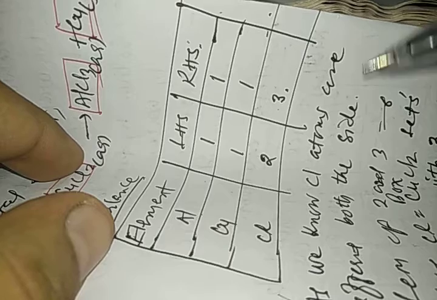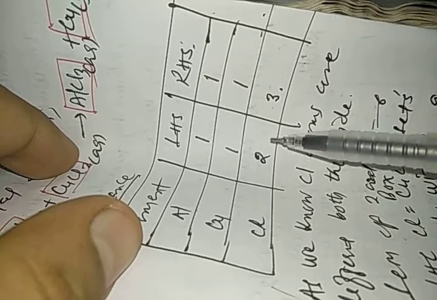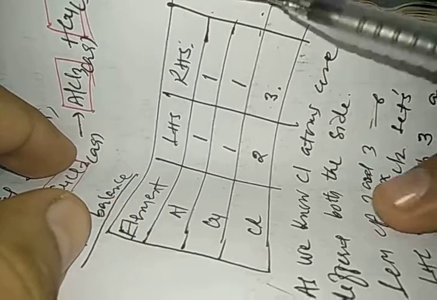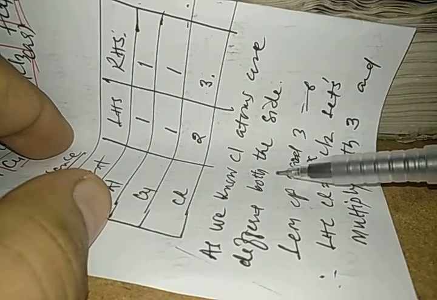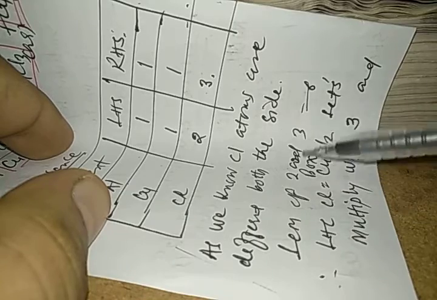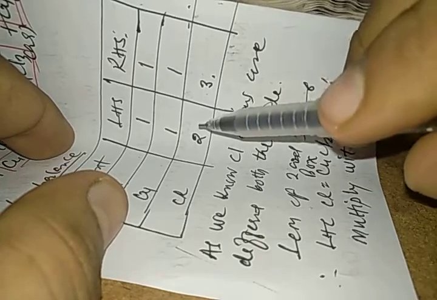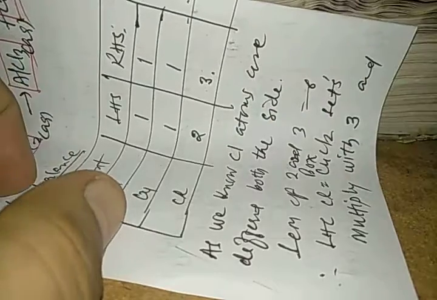Now we can understand the number of atoms for each element. You can see aluminum LHS 1 RHS 1, copper LHS 1 RHS 1, whereas chlorine LHS 2 and RHS 3. When there is no equality possible for the atoms, we generally take the LCM and then we multiply both the boxes with the suitable number. So here we'll do the same, as we know that Cl atoms are different on both sides. So LCM of 2 and 3 is 6, so we'll multiply this 2 with 3 and this 3 with 2.